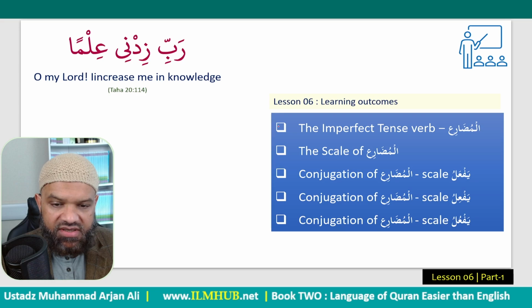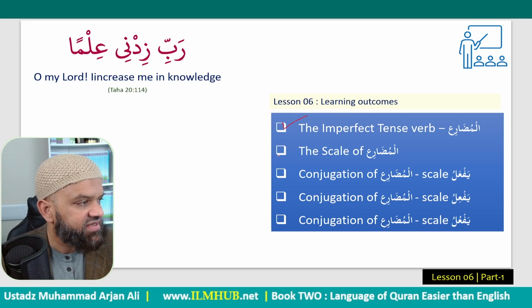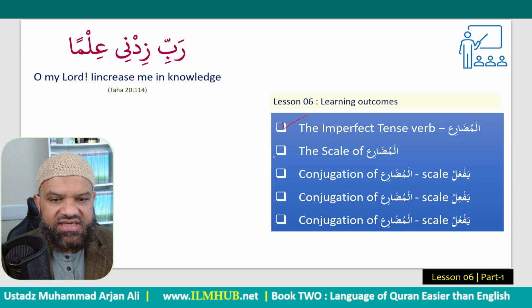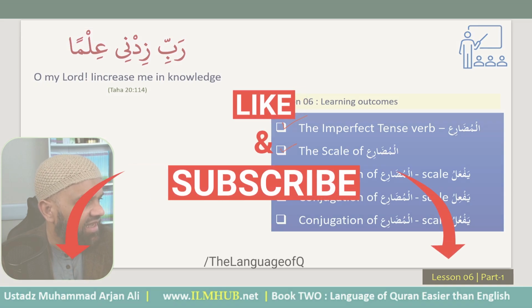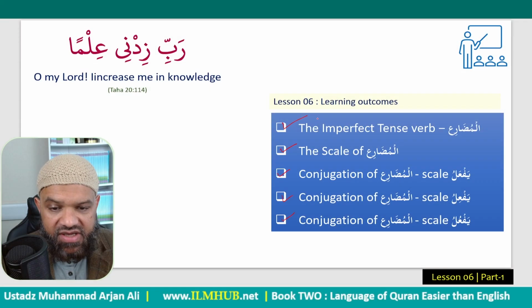Previously, we have been learning about the madi and also, of course, the grammatical rules related to the jumla fi'liya, or the verbal sentence. From now on, inshallah, in this lesson and a few lessons forward, we're going to look at the imperfect tense, i.e., an action that is yet to be complete or being done right now. It is not complete yet at the time of speaking. We're going to look at its scale, and then we're going to look at the three different scales and conjugate 14 different variations in the three main scales of the mudari verb, the imperfect tense.